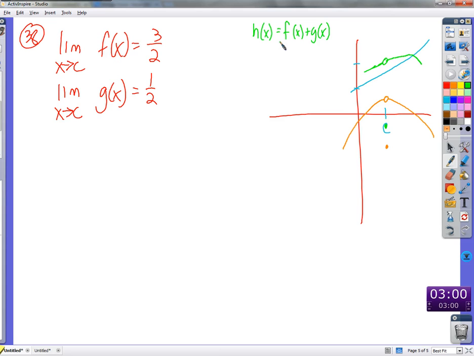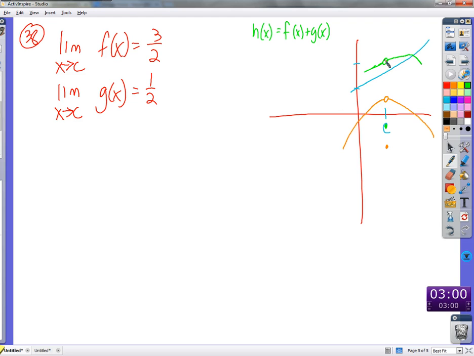What's the limit of this new function as x approaches c? What's it getting close to? Let's see. On the left of c, what values are we getting as we come up from the left on this function? Near 3/2. And on this one, near what?